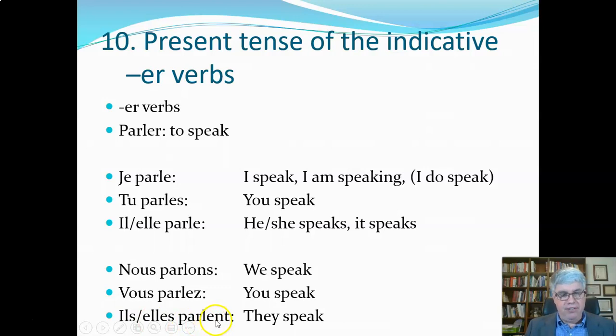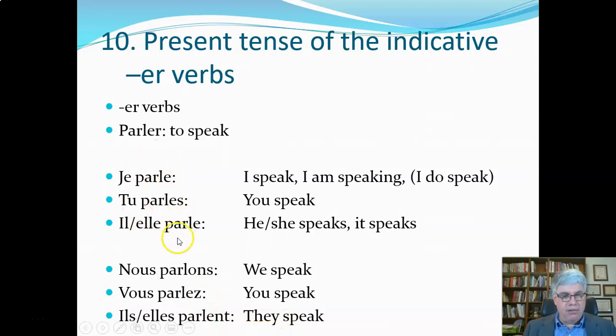And the ending is ent, which is silent when it's on verbs. And this is so hard to remember because there are so many words that end in ent, like most of the ant words in English. But it's pronounced when it's on a noun, an adjective, or an adverb, but the ent is not pronounced when it's on a verb. So it's ils parlent, they speak.